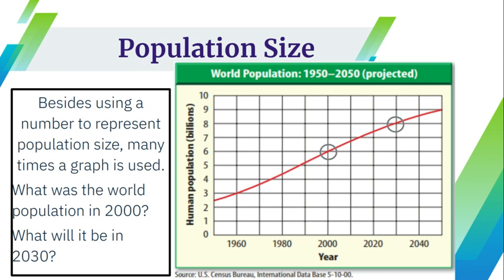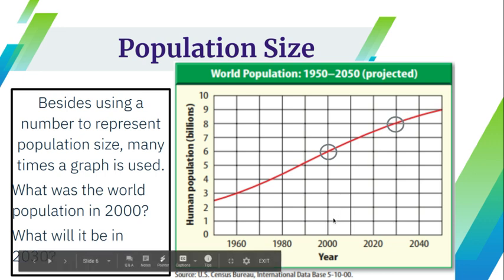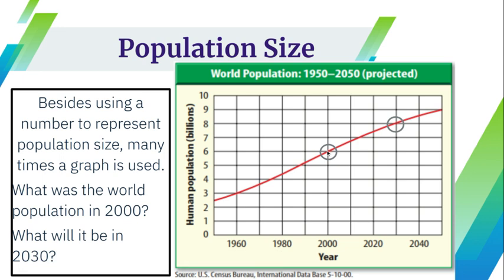What was the world population in 2000 based on this graph? Well, let's see. Let's go along the x axis to the year 2000, go up to the graph line, and then look over to the y axis. And it looks like it would be 6 billion humans in the year 2000.